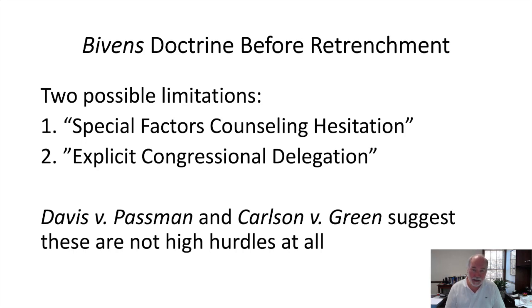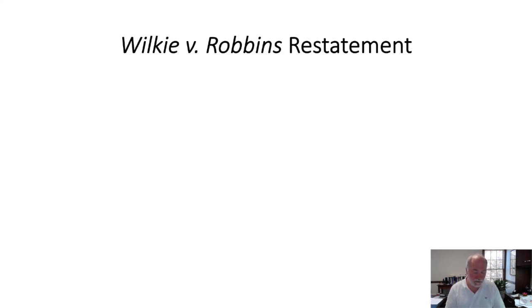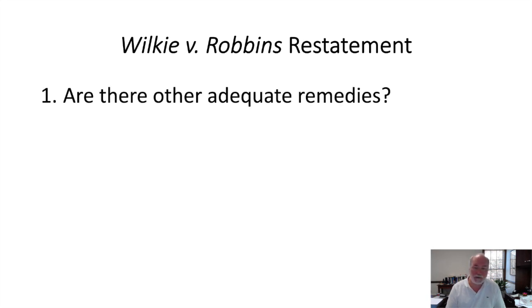The distinctive opinion about Wilkie is this. Justice Souter wrote the opinion, and typically when you get Justice Souter, you get a new test. And in this case, we get a new test, and that's the Wilkie v. Robbins restatement. Justice Souter said that in looking at whether to adopt a new Bivens implied cause of action for a constitutional violation, the Supreme Court is going to ask two questions, and a lower court has to follow it, obviously. First, you ask whether there are other adequate remedies.